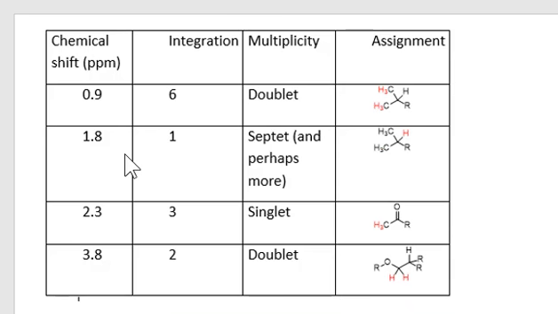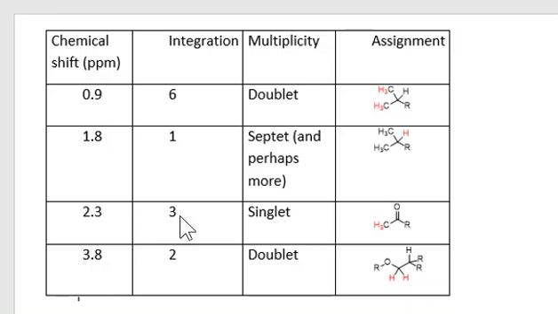Okay, so the septet at 1.8 has an integration of 1 and it's split into 7. So using the multiplicity rule, that means that one proton is next to 6. So that's just this other proton right next door, right there in red. Okay. So then we have a singlet at 2.3.